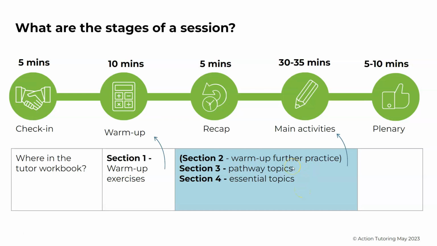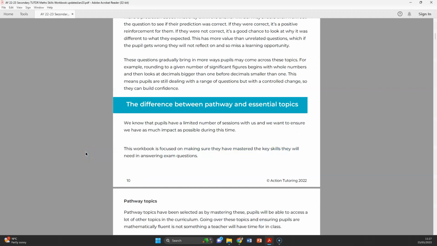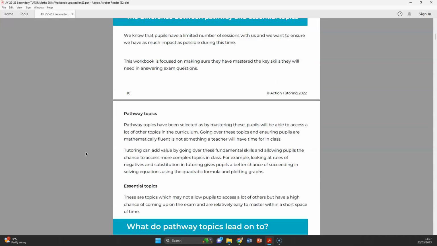Pathway topics are more transferable maths skills, so we recommend that in your earlier sessions you start off with these. And essential topics are less transferable maths skills, but still ones that come up a lot in the exam. You can change the order of the topics depending on pupils' needs. There's more information about the difference between pathway and essential topics in the introduction section of the tutor workbook.